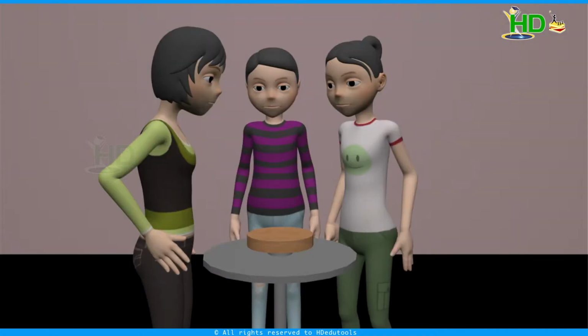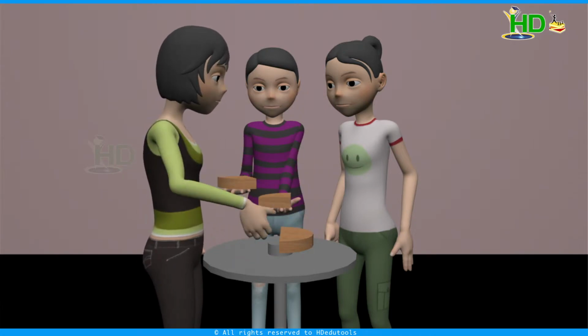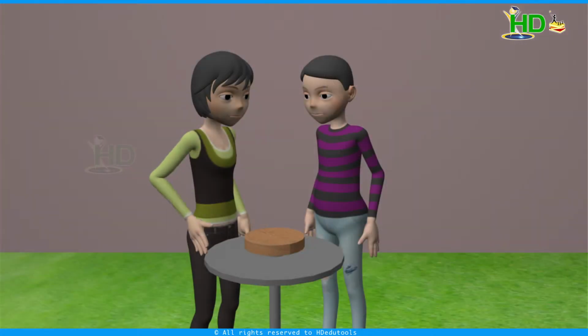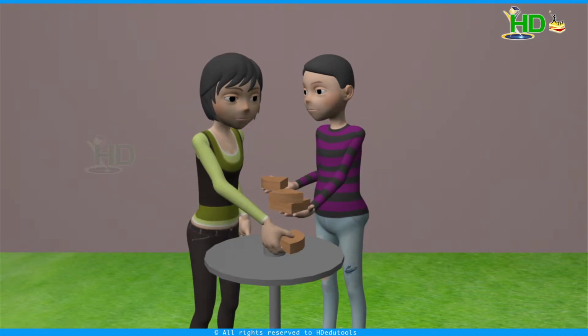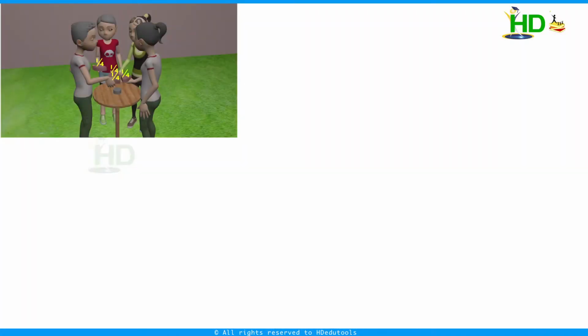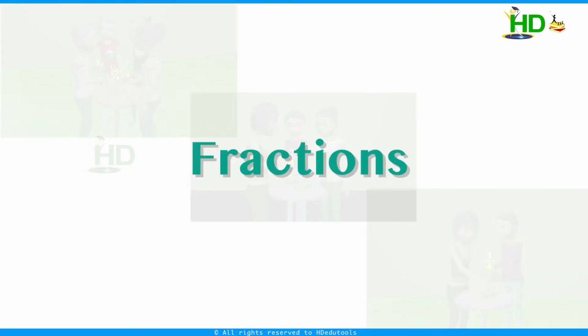Now suppose out of 4 pieces, you give 2 pieces to one of the persons. That is, he gets 2 parts in the total of 4 parts. Now this can be written as 2/4. Now suppose you are given 3 parts in a total of 4 parts, then how much part is given? That is 3/4. Here 1/4, 2/4 and 3/4 are called fractions. That is, a fraction indicates the number of parts out of the total given number of parts.